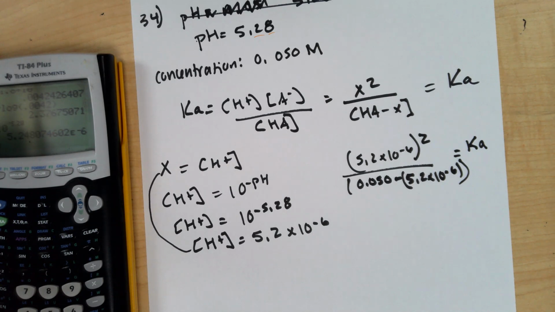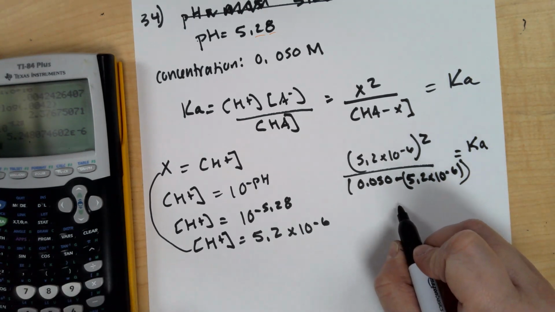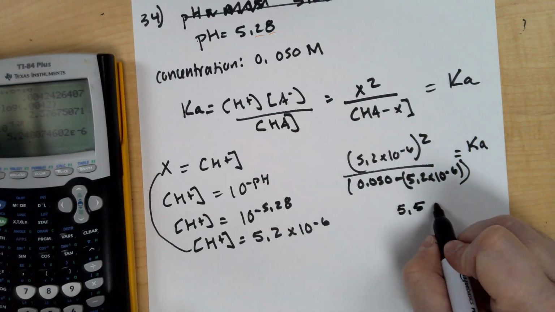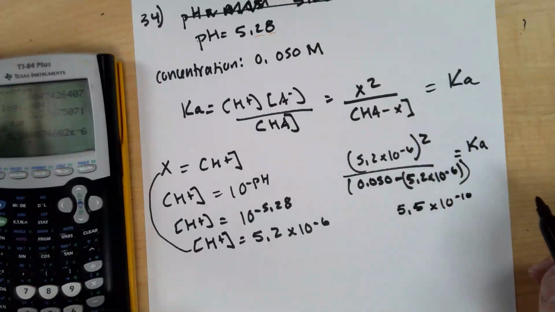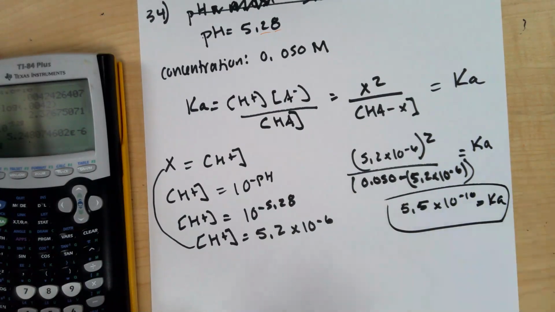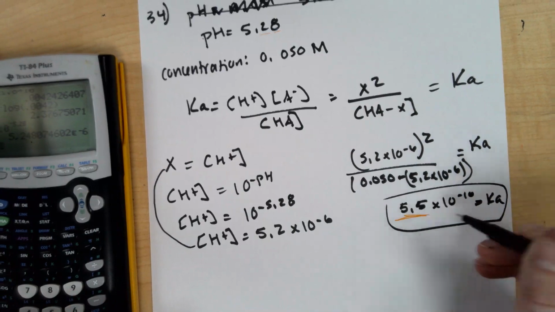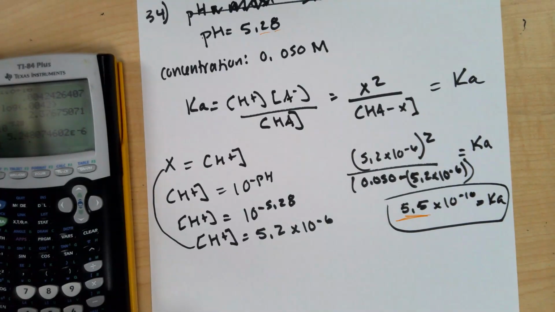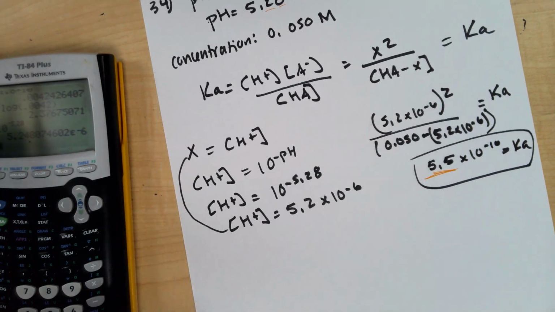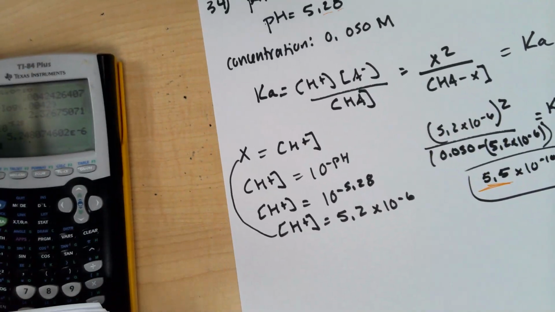I'm only allowed to have 2 sig figs though. So what we should have really got was 5.5 times 10 to the negative 10th for our Ka, because we had to stay true to sig figs, right? This is 2 sig figs here. The answer choice gave us an extra number, which is not right. This is the actual answer to correct sig figs, okay?